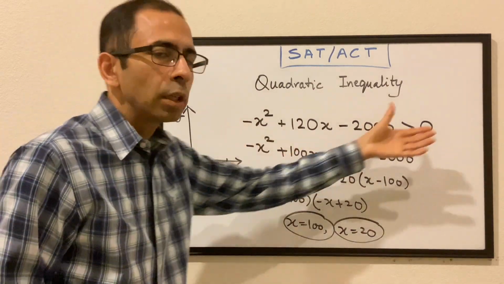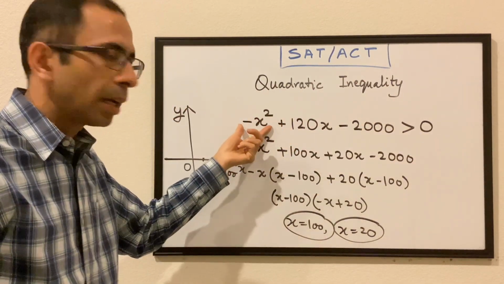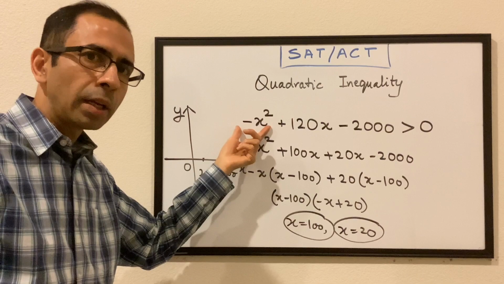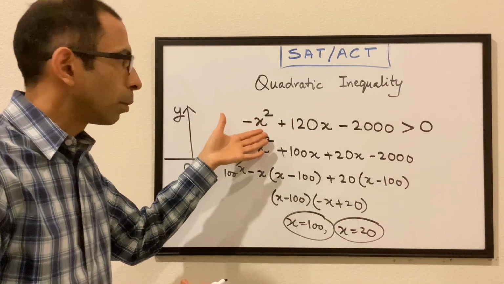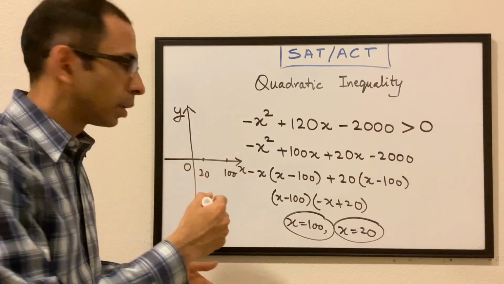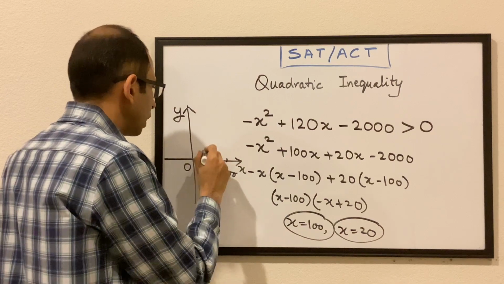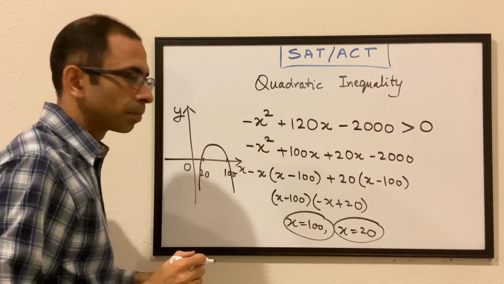Now this original inequality has a negative a. A is minus 1 here. It means that this parabolic function will be opening downward. So it will be opening somewhere like this, correct?